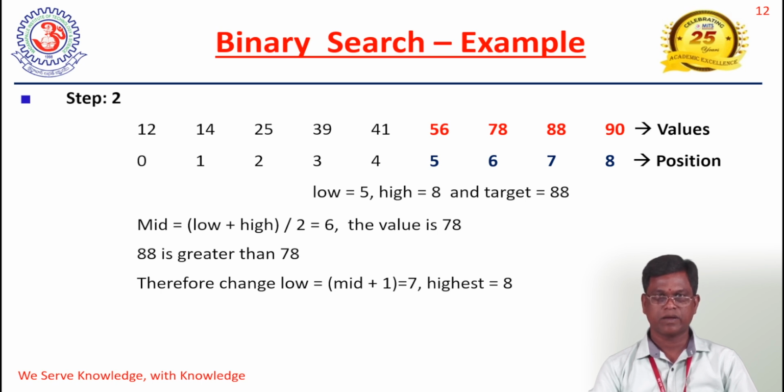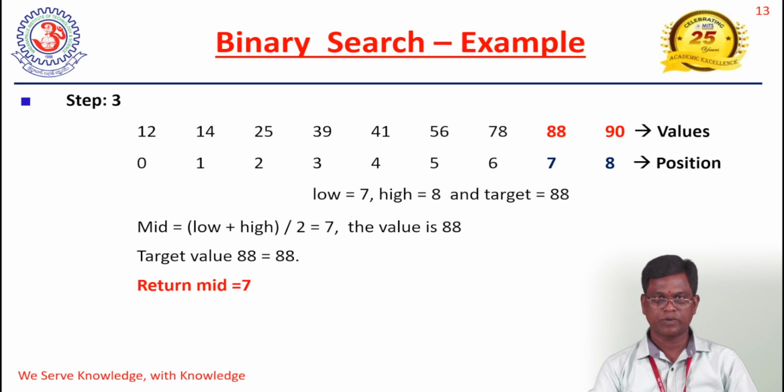So again we are comparing the target value with 78. So 88 is greater than 78. It says that the given value is available, again, in the second, higher half of the elements. So therefore again we are going to modify the low pointer to mid plus 1, that is 7, and the high index value we are going to take as 8.